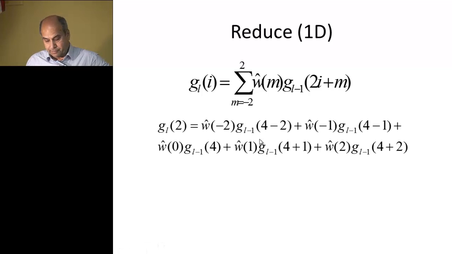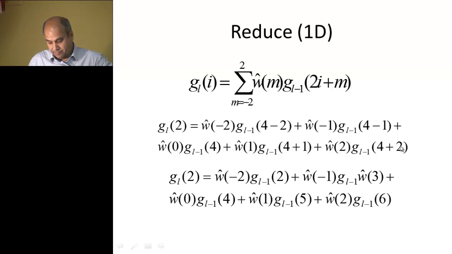So let's say we expand this. Say we want to find the value of pixel 2 in Gaussian pyramid level L, which depends on Gaussian pyramid level L minus 1. So i is 2, we expand this, and let's say m is minus 2, so this becomes w hat of minus 2 and index 4 minus 2 as the first term. Then m is minus 1, so this is w hat minus 1 and 4 minus 1. Then m is 0, so w hat 0 and 4 plus 0. Then m is 1, so w hat 1 and 4 plus 1. And then m is 2, and this will become w hat 2 and 4 plus 2.